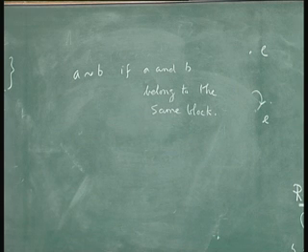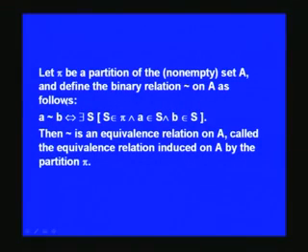Formal notation, it is defined like this. Let pi be a partition of the non-empty set A and define the binary relation, this relation on A, as follows. A is related to B is equivalent to saying that there is a block S such that S is a block of pi and A and B belong to the same block.